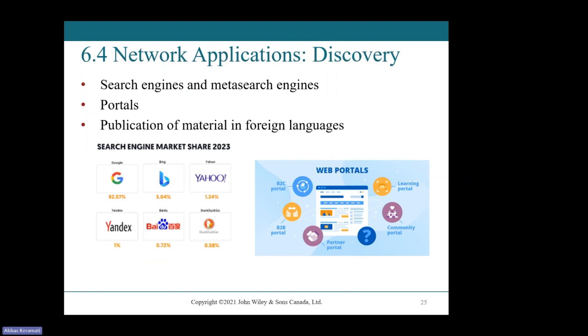So, and then now let's turn to the network applications for discovery: search engines, meta search engines, portals, and publication of material in foreign languages. The most common search engine is Google's search engine. And then Bing and Yahoo, and then the rest of the search engines. 92.57% of the searches are through Google.